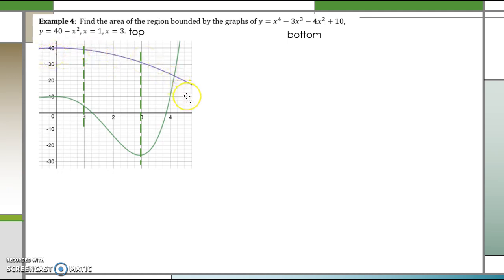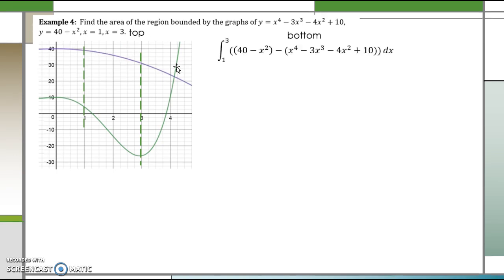After I graphed this, I determined that the top graph is the y equals 40 minus x squared, and my bottom graph is the x to the fourth minus 3x cubed minus 4x squared plus 10. So we want to evaluate this from 1 to 3, taking my top function minus my bottom function first before we can find the antiderivative.